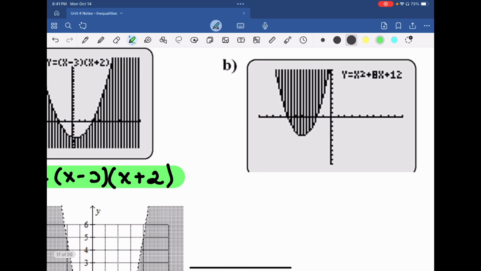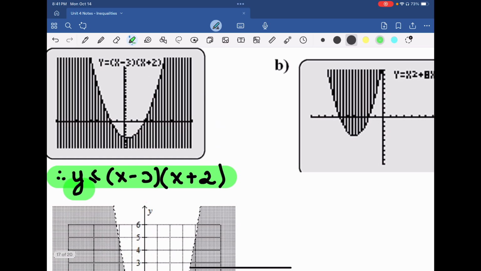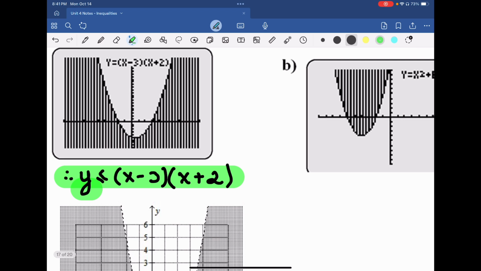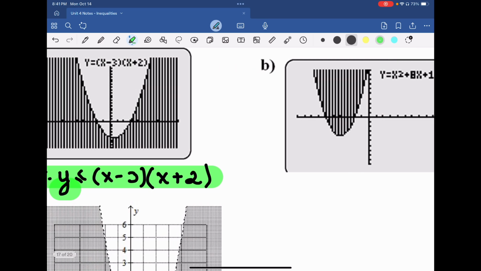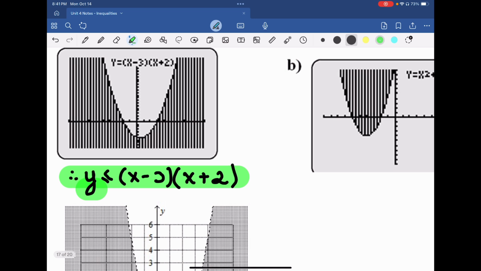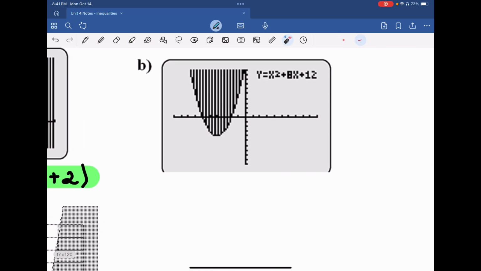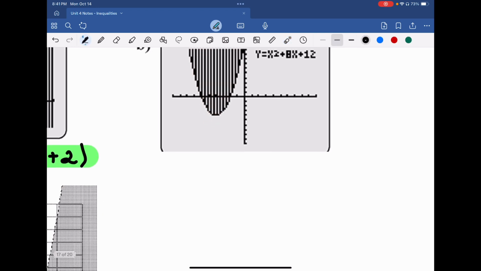Okay, let's go to part B. The only difference with part B from part A is you notice the shading is in a different piece. They both are graphs that face upwards, but instead of shading on the lower region, it's now shading above the graph. It's above this line. And again, we want to be thinking about this as a solid line. If this is a solid line, I want you to write, therefore, y must be greater than or equal to x squared plus 8x plus 12.